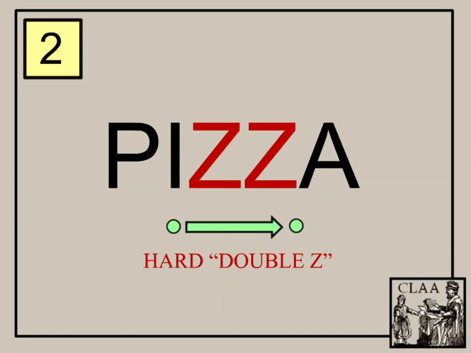The second sound made by the English letter Z is the hard double Z sound, z, z, z. Let's read this word together with the hard double Z sound. Pizza, pizza, pizza.